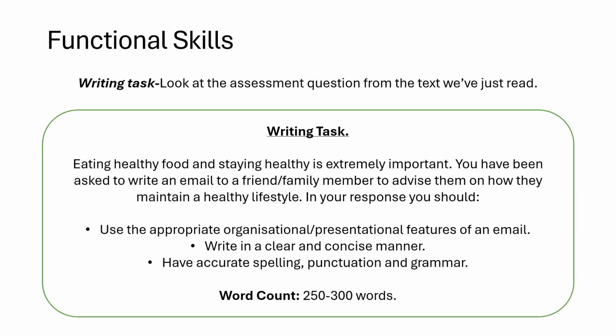Now, something that I always remind students of when they look at a writing task like this is that in the actual exam there will be 2 writing tasks as well, so it's important that you don't spend too much time on one task, because that could mean that you don't have enough time to get onto the other one.